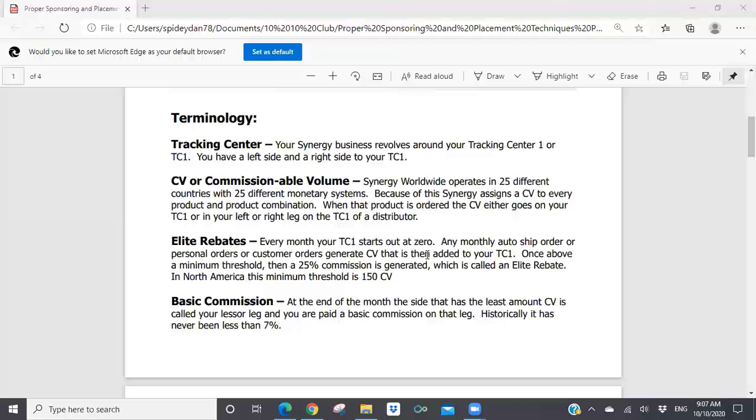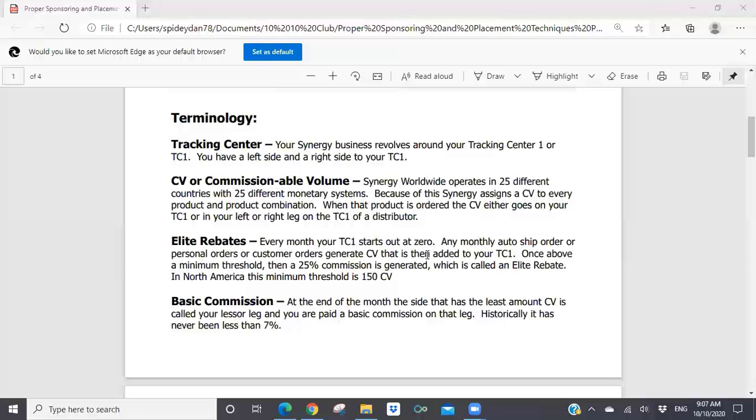Now, historically, it's never been less than 7%. It's usually higher than 7%. It's usually never above 8%. But for illustration purposes, I always use 7% because it just makes math easy. And I know that historically it's never been less than that.